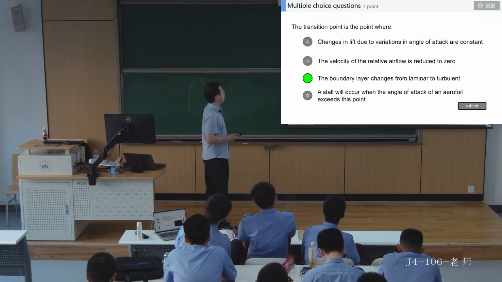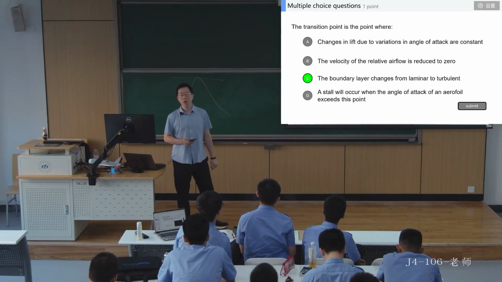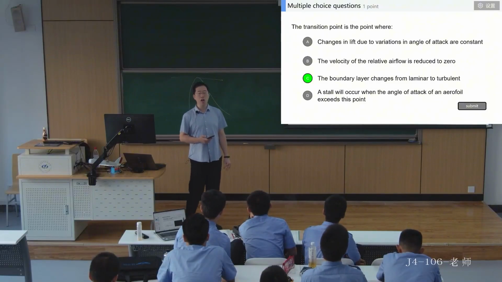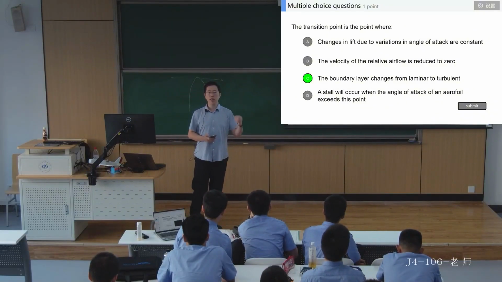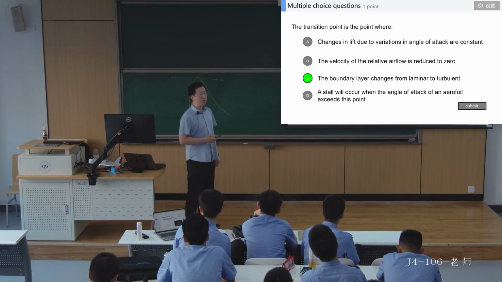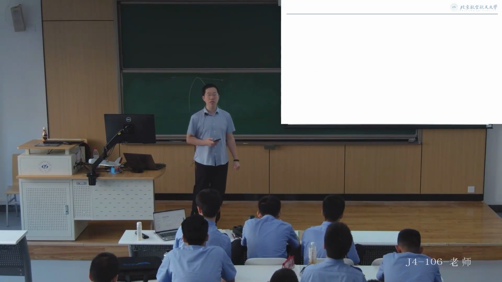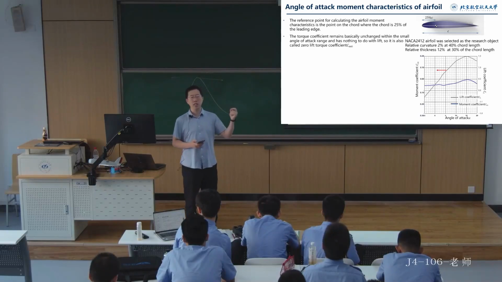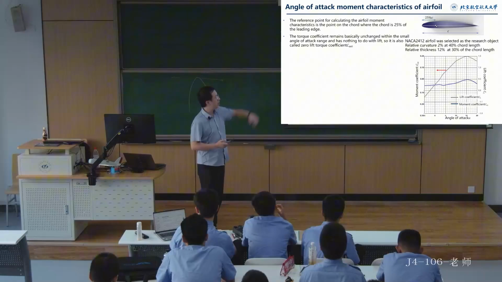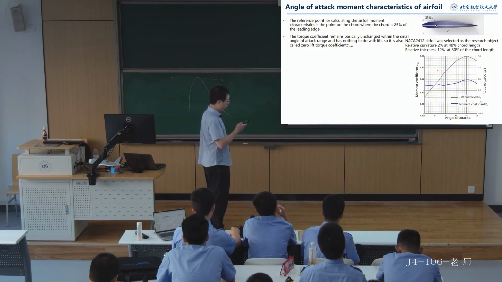Next, let's talk about the characteristics of the moment. Moment should have a reference point, right? We say it's based on which reference point we take the moment. So for a two-dimensional airfoil, where is its moment reference point? Yes, we take it at 25% of the relative chord length, which is a point obtained by multiplying 25% by the chord length from the leading edge of the airfoil. We will take the moment at this point.